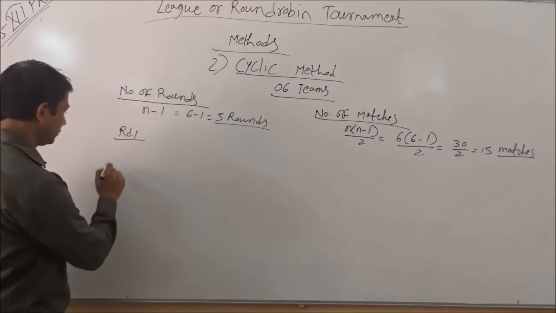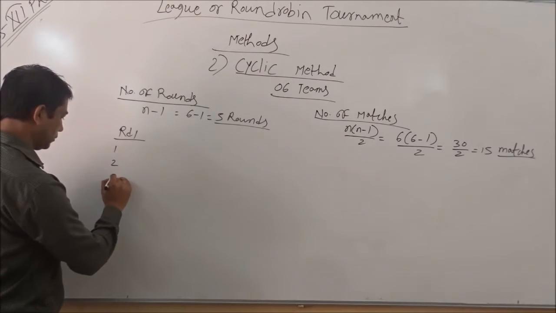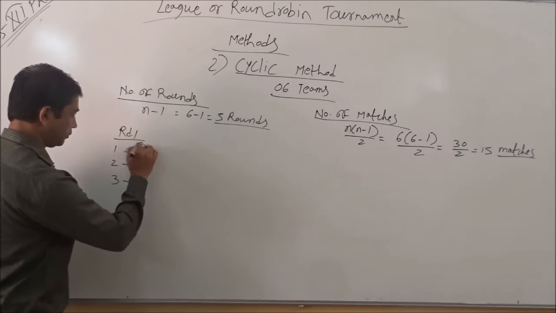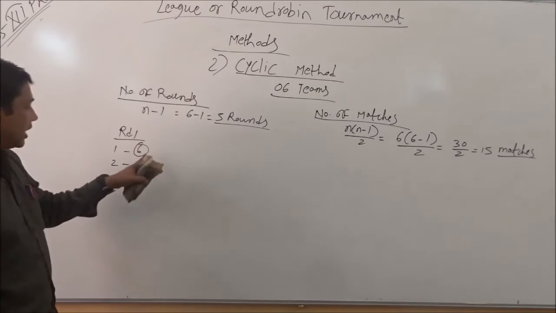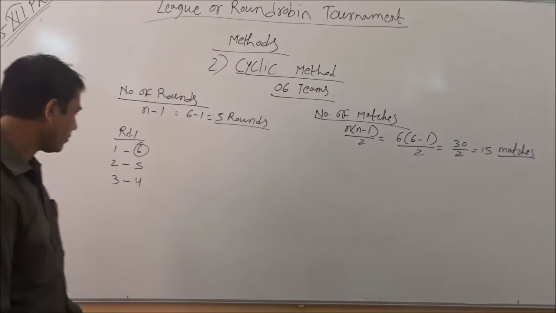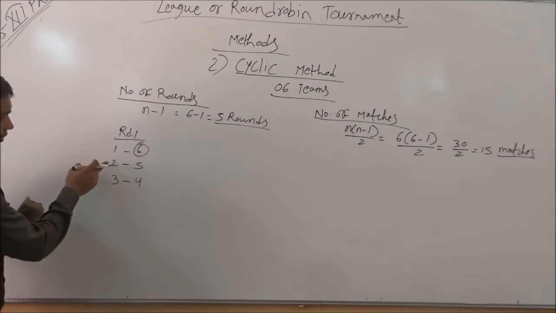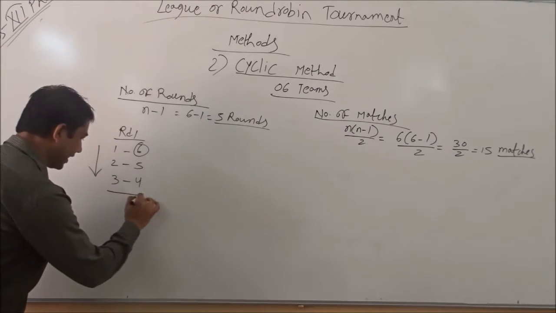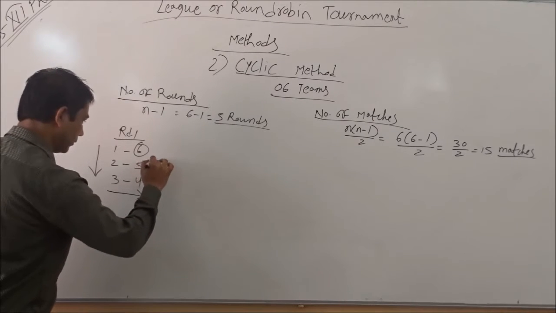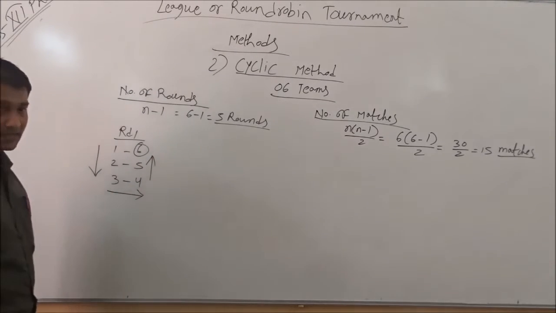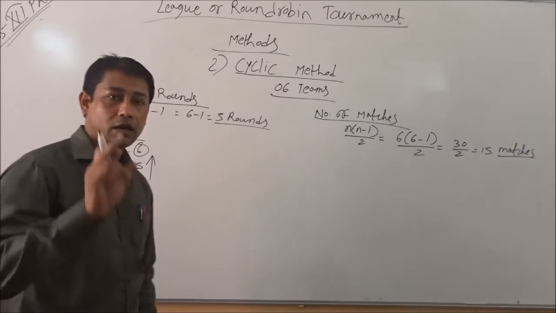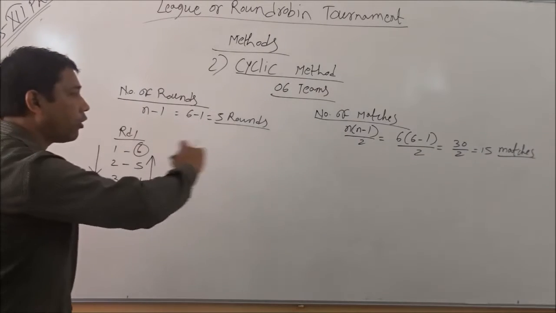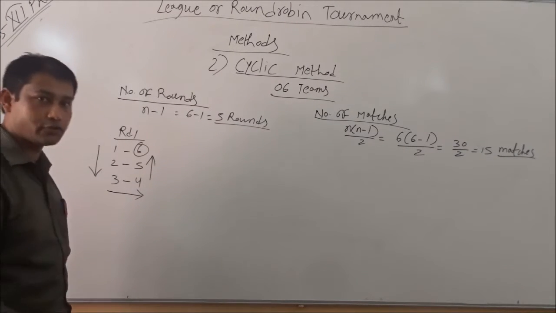Round 1. Now you can find I have encircled 6. Just check, 1, 2, 3. The things are moving in a cyclic way. I have encircled 6. Here in cyclic method, we need to keep one team fixed in a single place in all the rounds. That is according to rule.